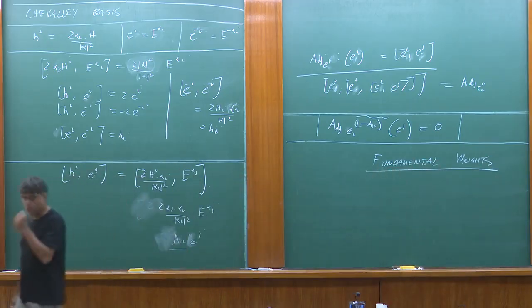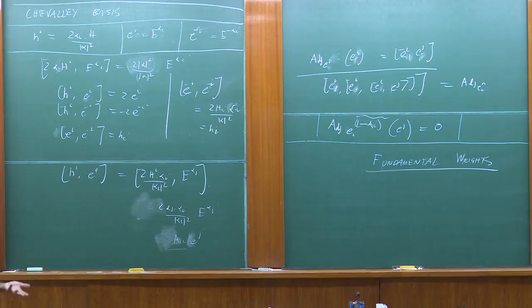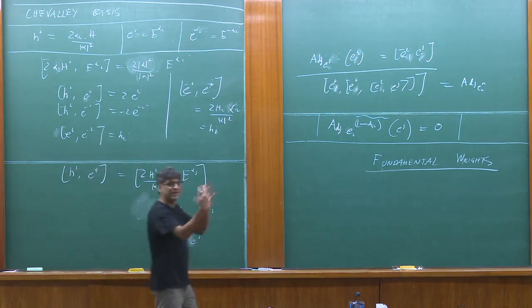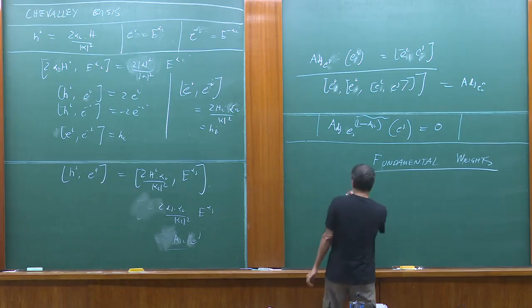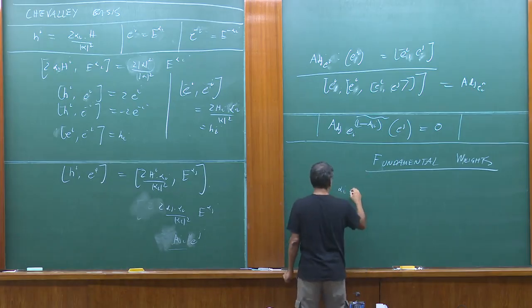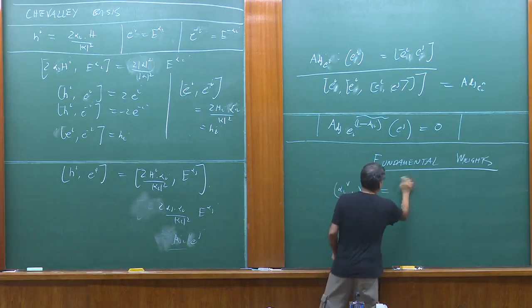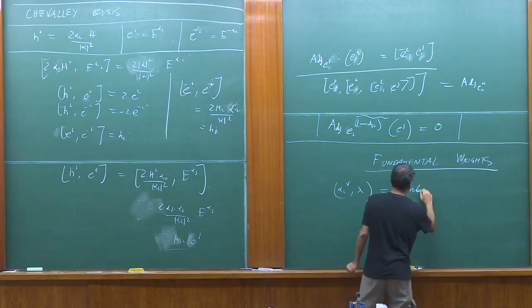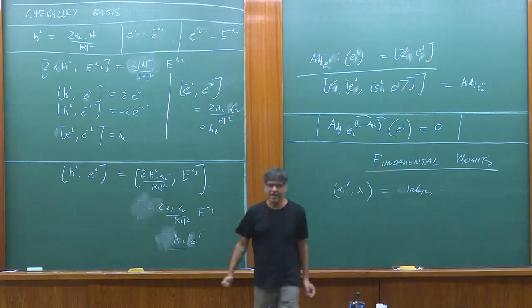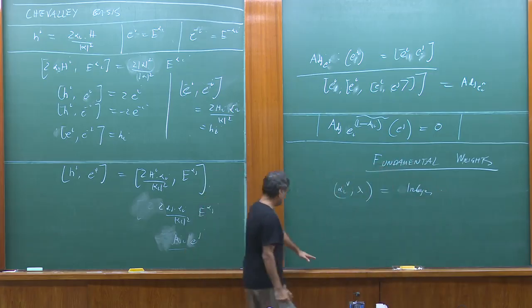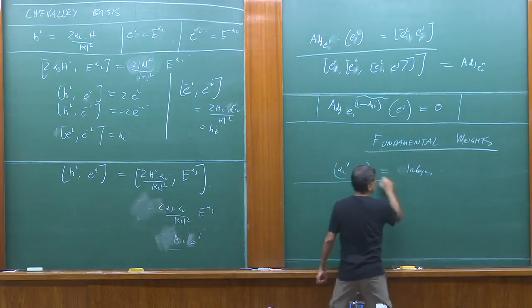Okay. Weights are just the eigenvalue of any state in a representation under Hi. But we have seen from that relationship that we had, the PQ thing, that if we take alpha iv times lambda, this thing is always equal to an integer. Okay? So it's nice to do the following.